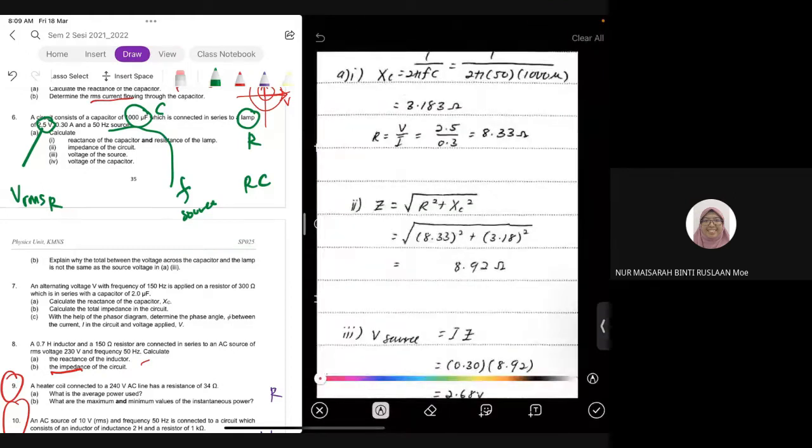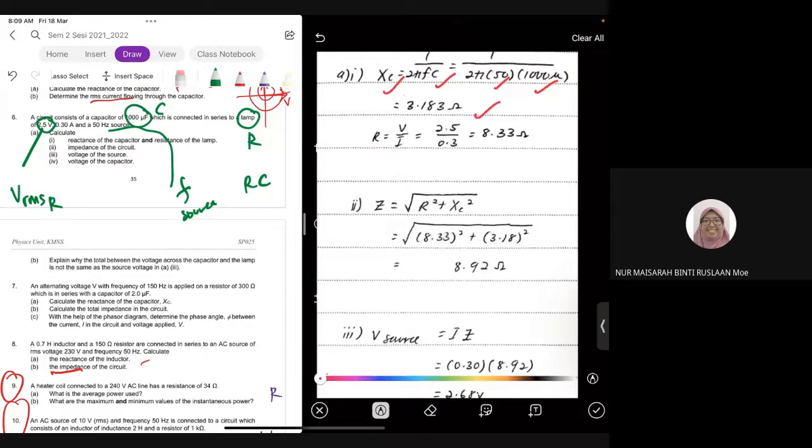Okay, they ask you to find XC. Bagus. Kalau buat formula XC equals to 1 over 2 pi FC. So F is given. The C is 1000 microfarad. So you get the answer 3.183 ohms. And the unit adalah ohm lah sebab XC, XL, R dengan Z is the same thing. Dia adalah resistance inside the apparatus.